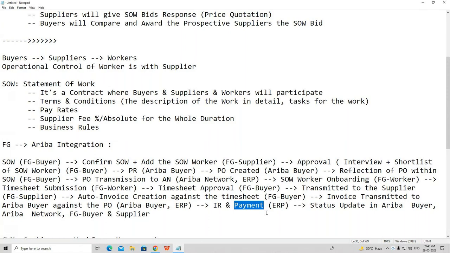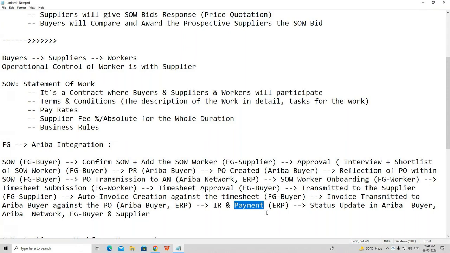Now, once you migrate to Fieldglass, your total manual process will get replaced. It will get automated. That is why I said we don't need NewGen. NewGen will only be there for payment-related purposes, nothing else. The rest of the invoice processing will be created automatically in Fieldglass and flow to the ERP automatically. NewGen only means payment, with no manual process over there.